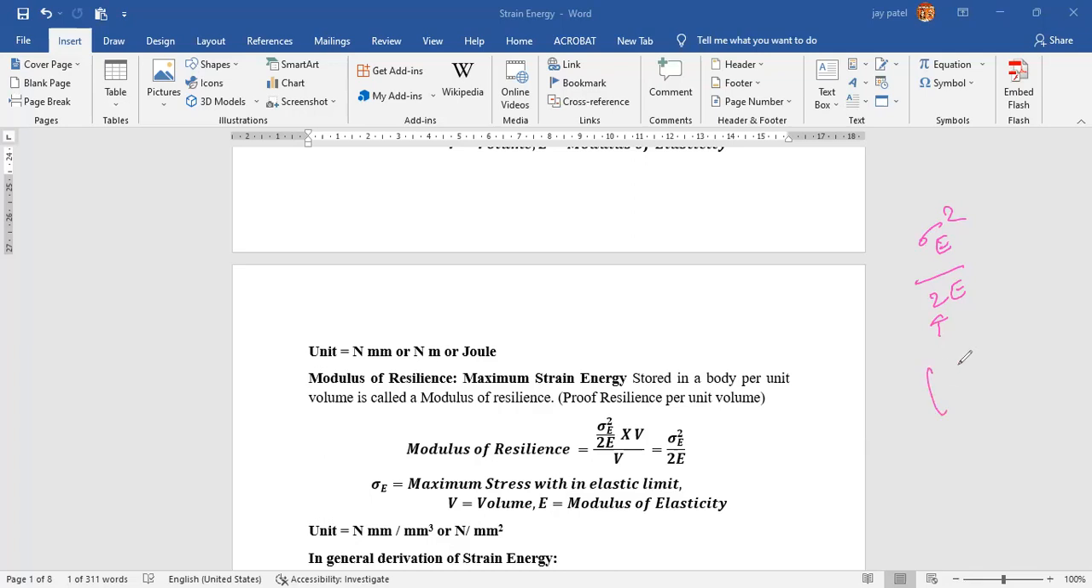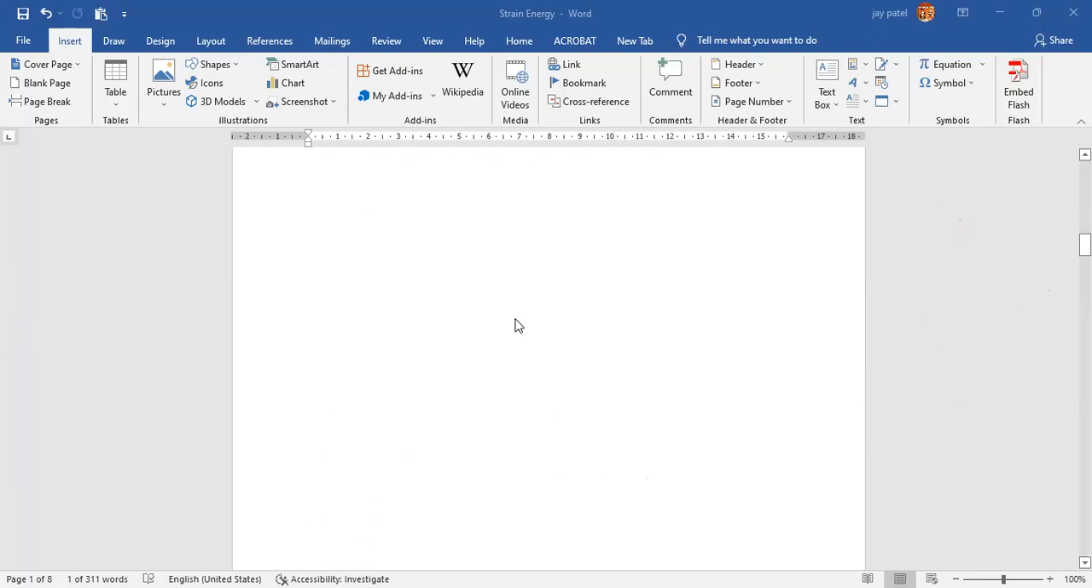Sigma square, that is (Newton per mm square) whole square, divided by Newton per mm square. So the unit of proof modulus of resilience is Newton per mm square. That is nothing but a unit of stress. I hope it is clear. Any doubt till here? I hope it is clear to all of you.